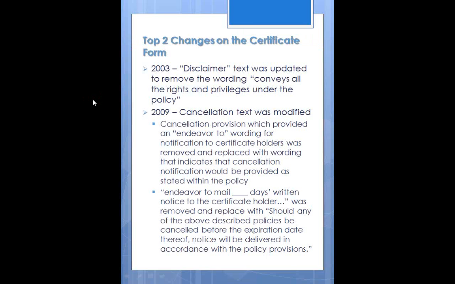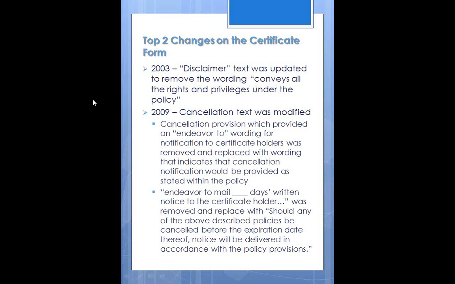So that was the endorsement, and now we're going to get into the insurance certificate, because the two go hand in hand. Really, there are three parts. You've got your contract wording, you've got your endorsement, and you've got your certificate.